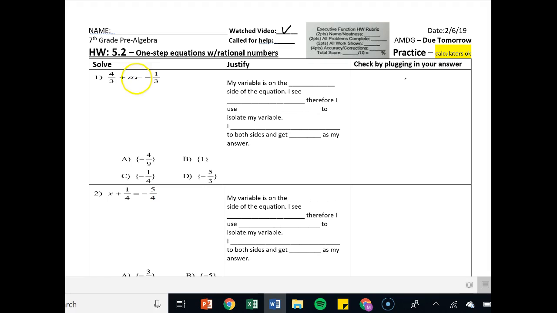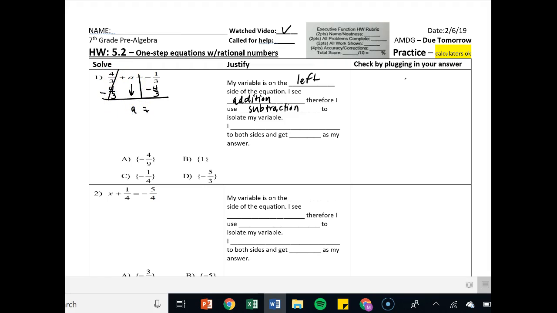So first thing we need to do, draw our scales of justice. My variable is on the left-hand side, so therefore I'm going to work with the left-hand side. I see addition. So when I see addition, I'm going to use subtraction to isolate my variable. So if I have positive 4/3, I'm going to subtract 4/3 from both sides. 4/3 minus 4/3 is 0. Drop your variable on down.